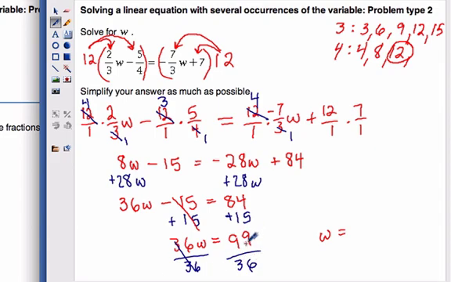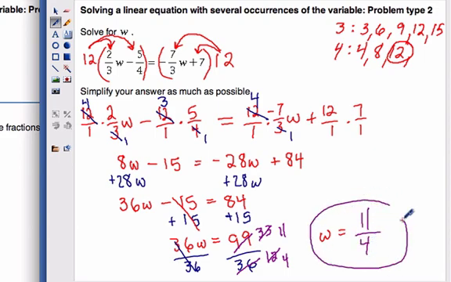We can probably simplify that a little bit. We can divide both of those by at least 3. We divide this by 3 and that gives us 33. We divide this by 3 and that gives us 12. Looks like I can still divide them by 3 one more time. I probably could have divided them by 9, but I'm just going through this one step at a time. 11, and I divide this by 3, and that would give me a 4. So my answer is 11 fourths. So w equals 11 fourths.